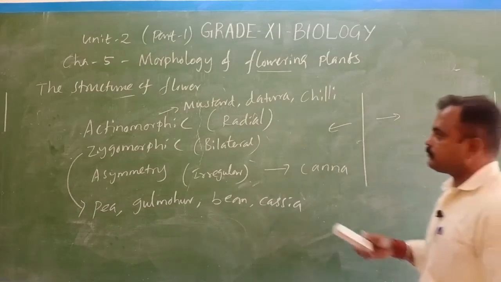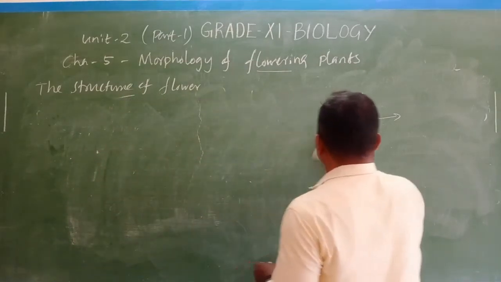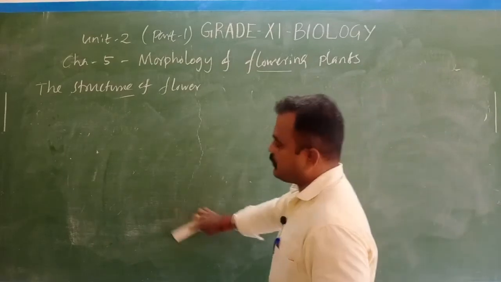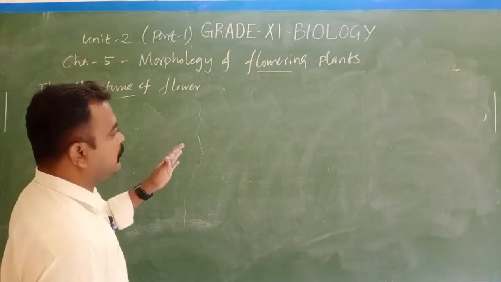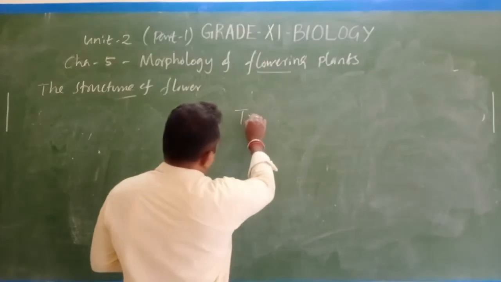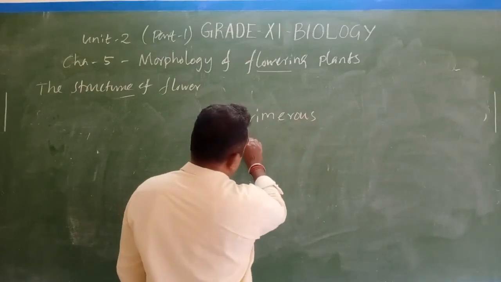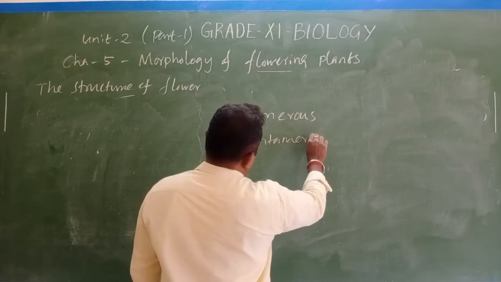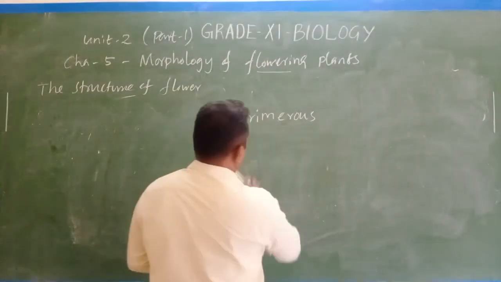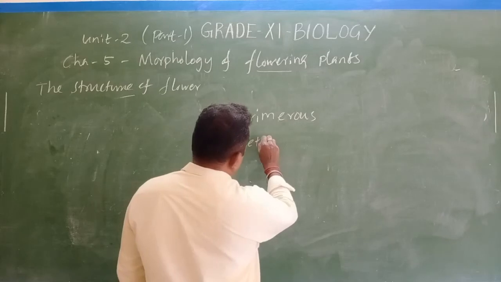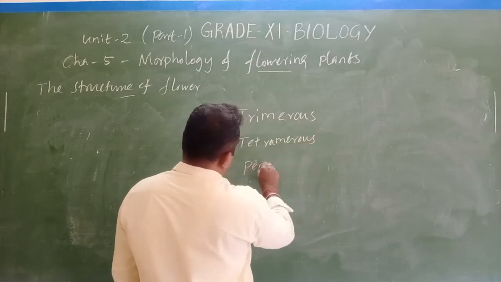Next one, based on the floral appendages, meaning the petals. Based on how many petals the flower consists of, it is divided into three types: trimerous, tetramerous, and pentamerous.